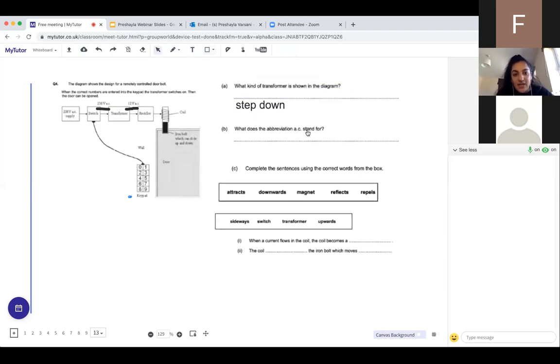What does the abbreviation AC stand for? That's alternating current. Hopefully we know that by now. And complete these sentences using the correct words from the box. When a current flows in the coil, it becomes a what? And the coil attracts the iron bolt, which moves. So what would go in those gaps?